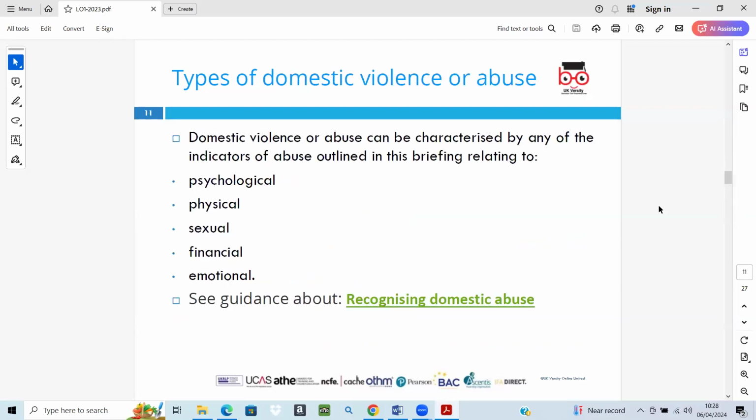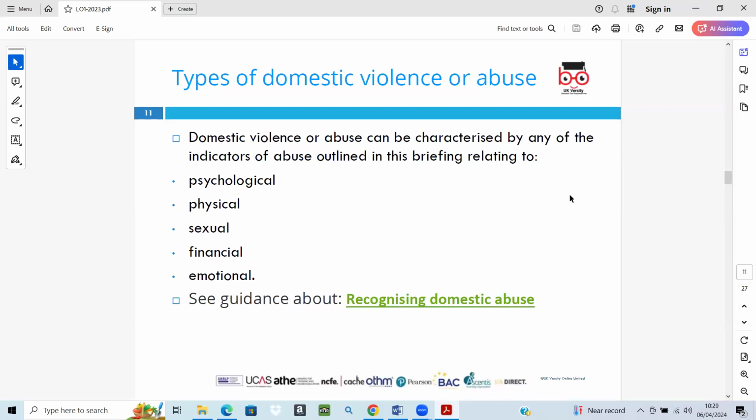Next, we have types of domestic violence or abuse. Domestic violence or abuse can be characterized by any of the indicators of abuse outlined in this briefing. We have the guidelines as well here. If you click on this link, you will see the guidance about recognizing domestic abuse.